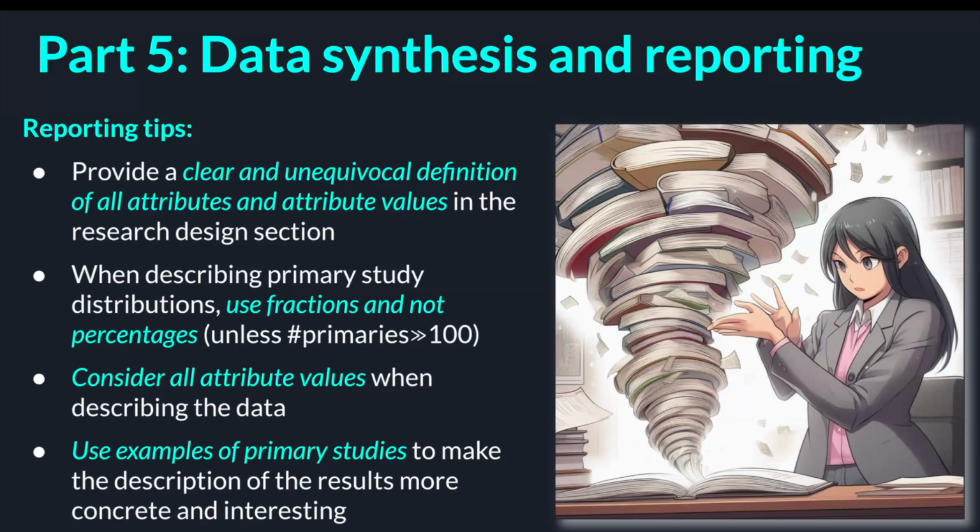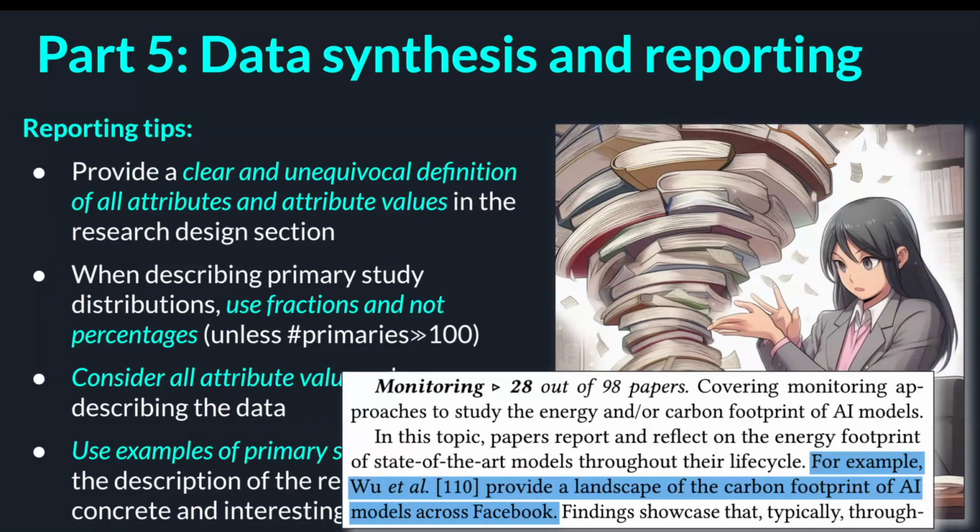Consider all attribute values while describing the final results, and use some examples because they're nice. Like this one from the AI study, just to have a bit of a breath of fresh air, right? So, for example, "I'll provide a landscape of the carbon footprint of AI models across Facebook." Sounds interesting enough to keep me reading, right? Instead of just reading numbers and saying, this many papers focus on carbon footprint.